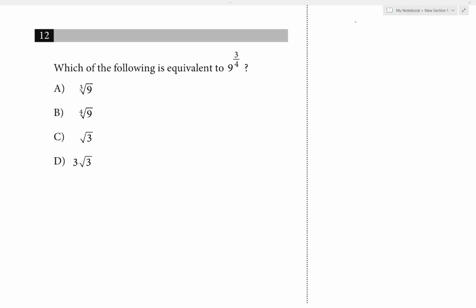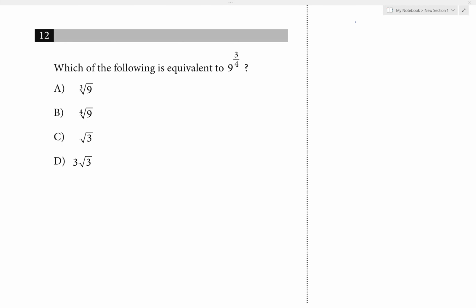All right, number 12. Which of the following is equivalent to 9 to the 3/4? Okay, I'm gonna figure out which answer is equal to that. This question is on the no calculator session. If it were on a calculator session, we could just type it in the calculator and solve it as a decimal, right? And then compare the answer to see which one's equivalent. But here we can't use our calculator.